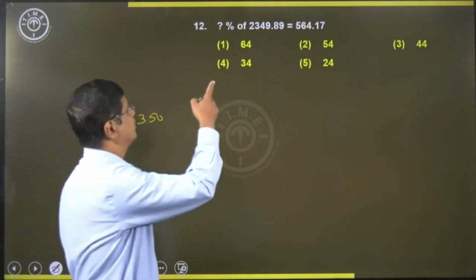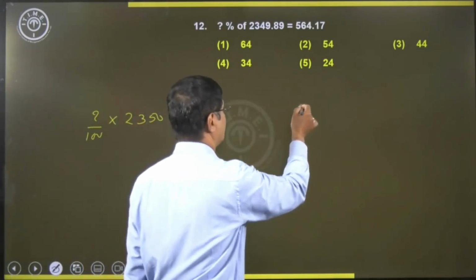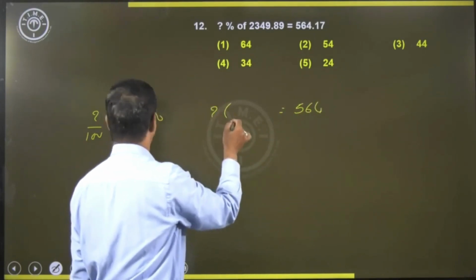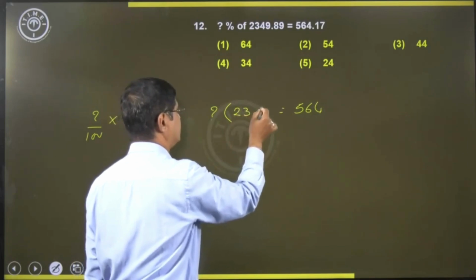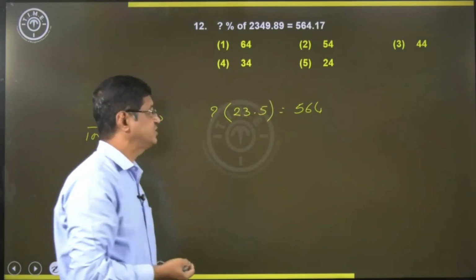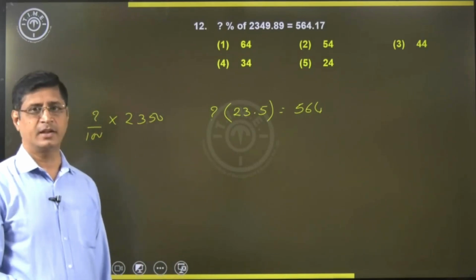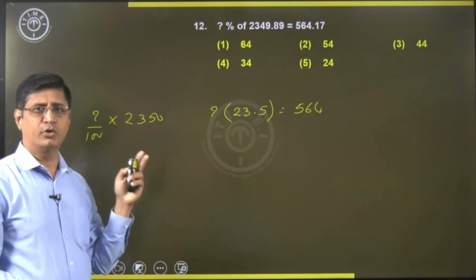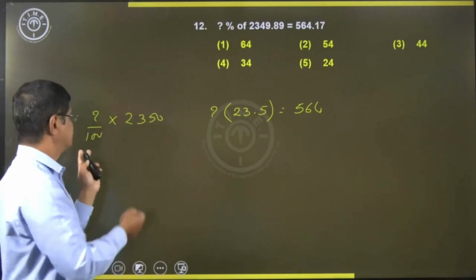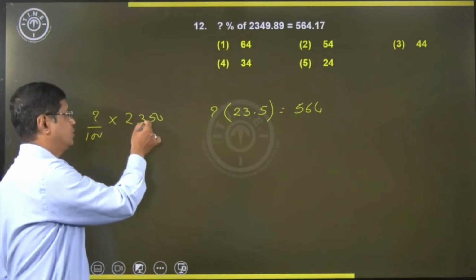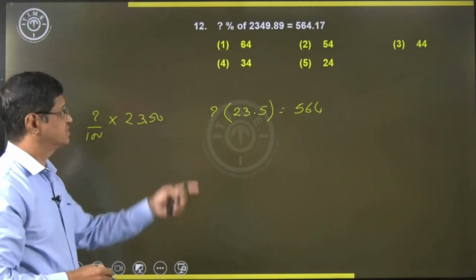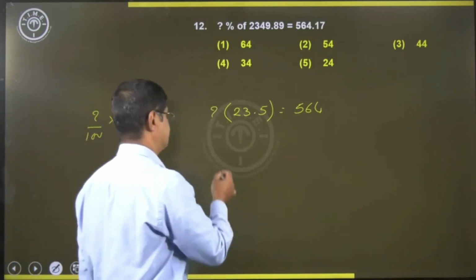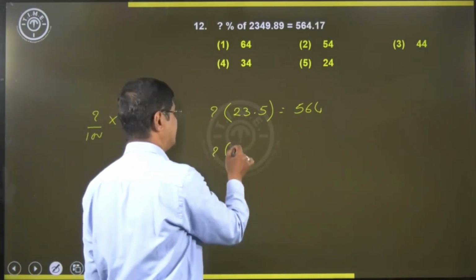23.5. What about the next other side? 564. So question mark into 23.5 is equal to 564. Am I clear? In the denominator we have 2 zeros, so I am converting them as a decimal. I am using it as 23.5. Just to simplify this, it goes exactly how many times? Approximately, here I am taking 24.